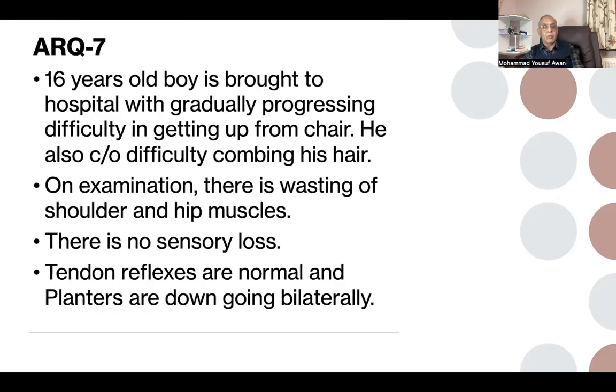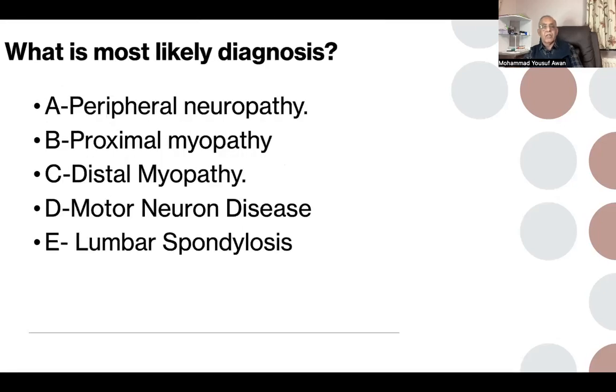So I hope it's the last question. A 16-year-old boy is brought to the hospital with gradually progressing difficulty in getting up from the chair. He also complains of difficulty climbing stairs. On examination, there is wasting of the shoulder and the hip muscles. There is no sensory loss. Tendon reflexes are normal, and the plantars are downgoing bilaterally. So what is the most likely diagnosis? Peripheral neuropathy, proximal myopathy, distal myopathy, motor neuron disease, or lumbar spondylosis? So the diagnosis here is proximal myopathy.